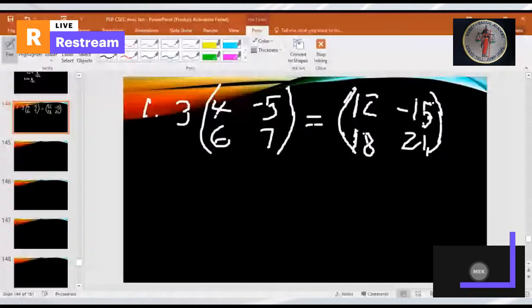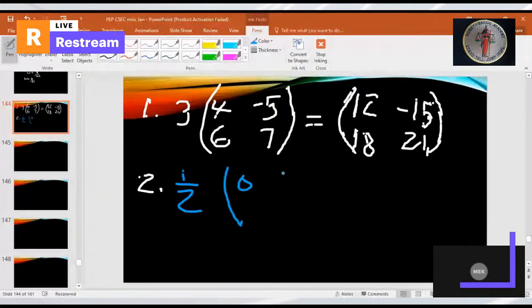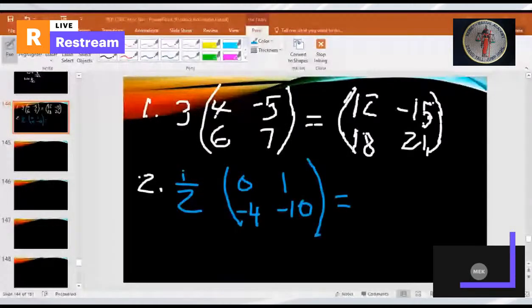All right, so let's do another number. So we have a half, and we have 0, -4, and -10. So we're going to multiply each of the terms inside the matrix by the scalar quantity that we have outside the matrix. So that would be a half times 0, a half times negative 4, and a half times negative 10.